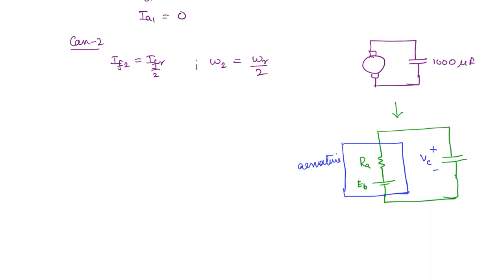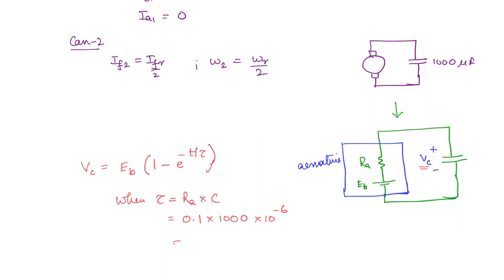EB will be the voltage. So for a step response RC circuit, how can we write down the voltage equation across the capacitor? VC is equal to the source voltage EB into 1 minus e to the power minus t by tau. What is tau here? Tau is the time constant, which is RA into C. So this we know anyways, RA is given as 0.1 and the capacitance is given as 1000 microfarad, 10 power minus 6. So this is going to come as 10 to the power minus 4 seconds. In order to find t, we need EB. VC is given as 25 volt.